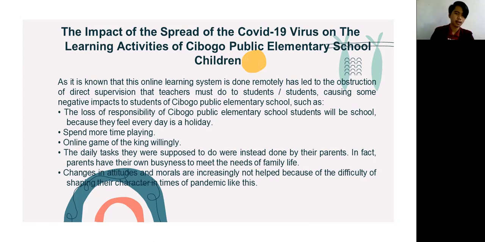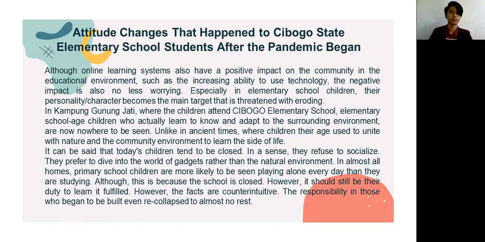In fact, parents have their own business to meet the needs of family life. And last, changes in attitude and morals are increasingly not helped because of the difficulty of shaping their character in times of pandemic like this. Next, attitude change that happened to Cibogo State Elementary School students after the pandemic began.